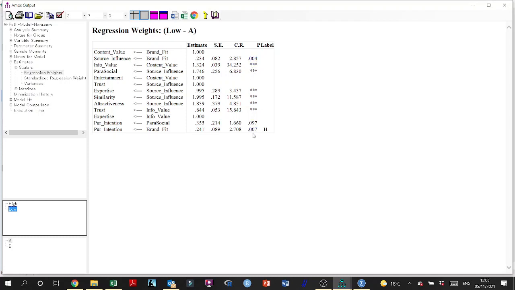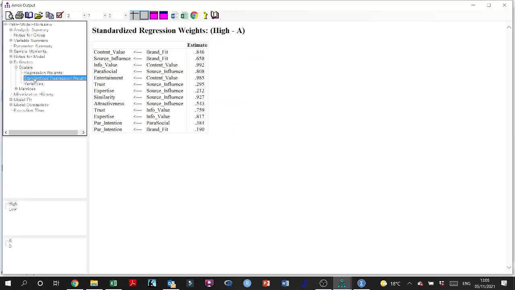We don't care about all of them, in fact, I just care about the brand fit over the purchase intention. Even if it's not significant here for the parasocial, it is all right. I care here about the brand fit over the purchase intention, where I put the hitch. So this is significant. And over here for the high, it is also significant. All right, so now what I need to do is go to the standardized weights, because this is what I care about.